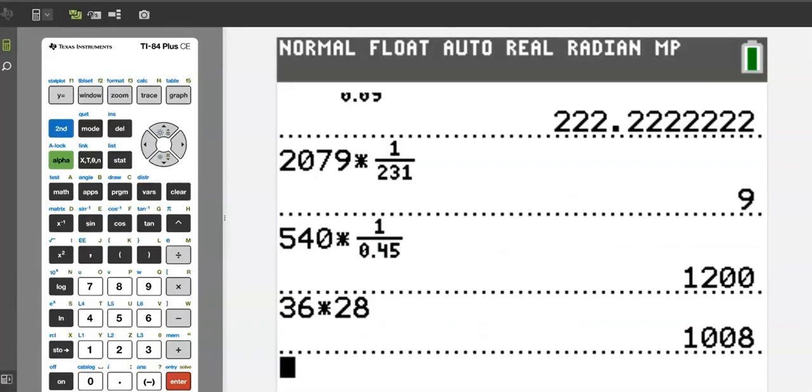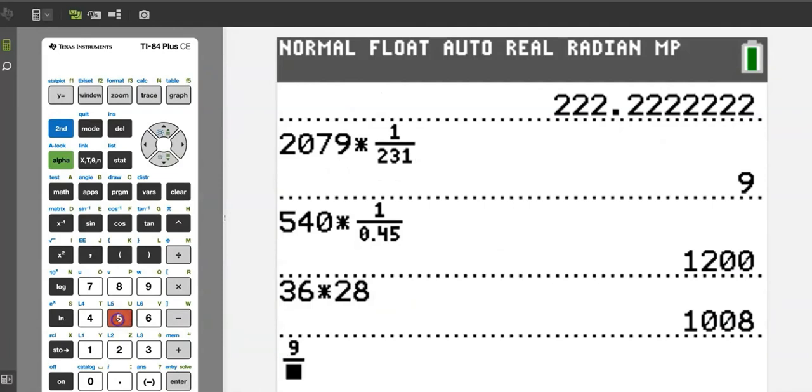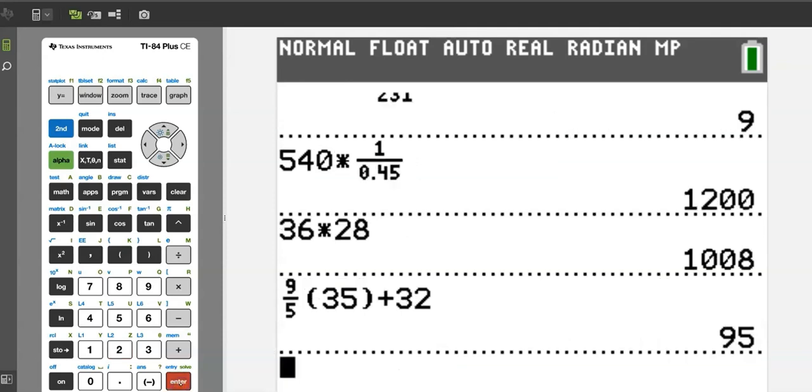So you've got alpha, y equals 9/5, parentheses, 35 plus 32. See, that looks just like what I wrote down on the board. The way that you write it down, you can do the same thing in the calculator. All I got to do now is hit enter, and I know my answer.